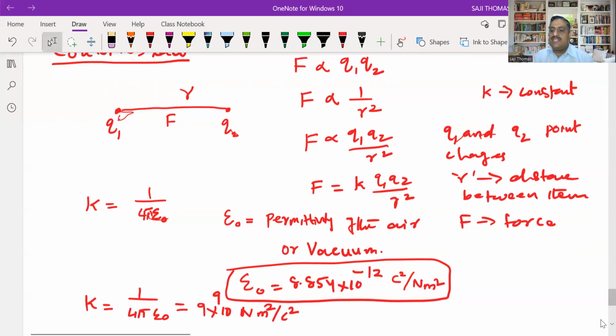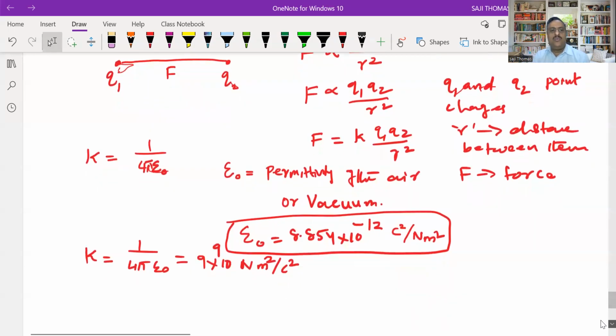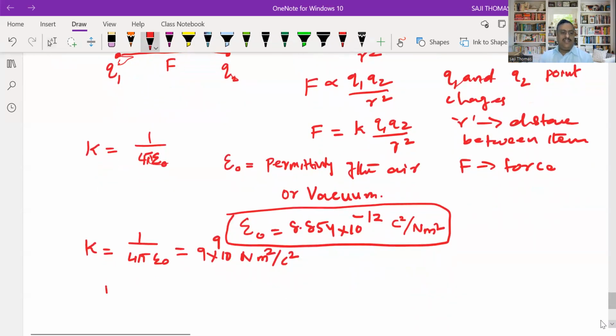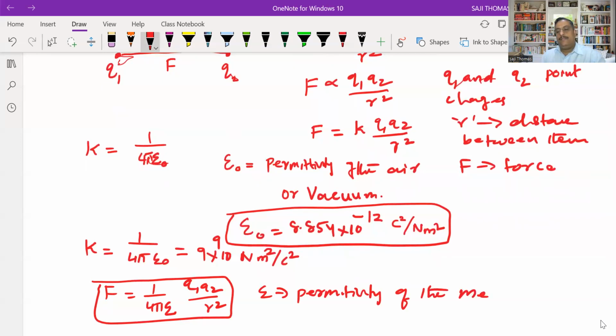Okay. If the charges are placed in a different medium, other than air or vacuum, in any other medium, we write the force as 1 by 4 pi epsilon, not epsilon 0. Epsilon is for any medium other than air or vacuum. Q1, Q2 by R square. Epsilon is the permittivity of the medium. So this is Coulomb's law.